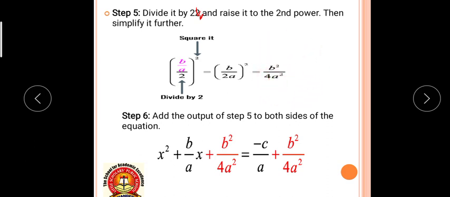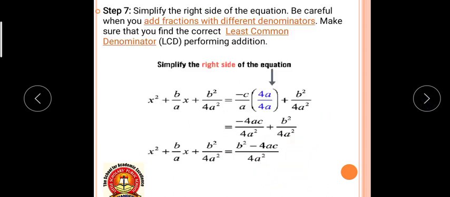After getting this term, you have to add it. Because we transferred the constant term c to the right side, we are adding the same term to both sides. After adding, you will get the equation x square plus b upon a x plus b square upon 4a square is equal to minus c upon a plus b square upon 4a square.